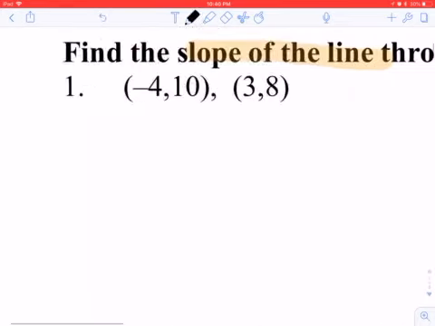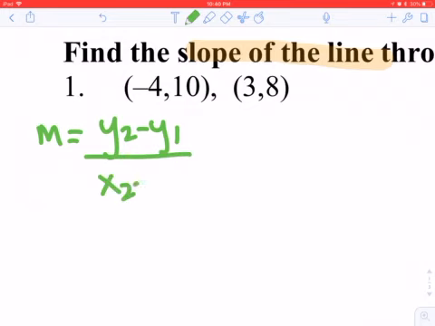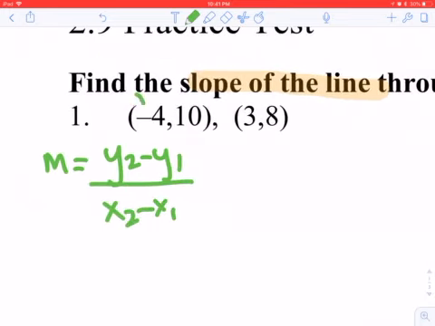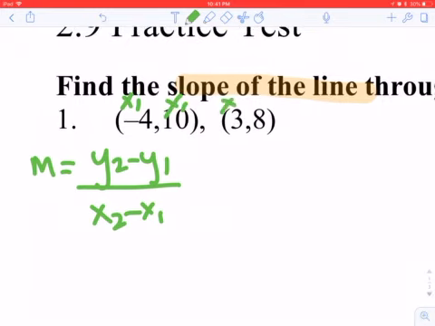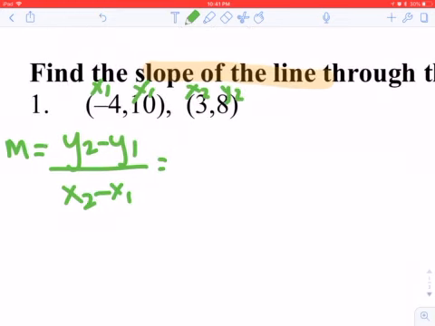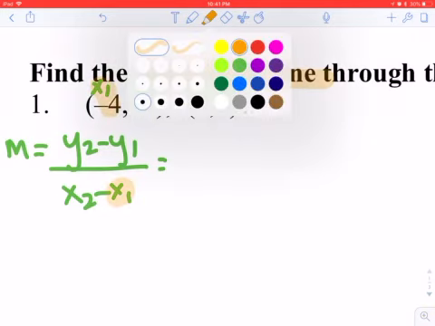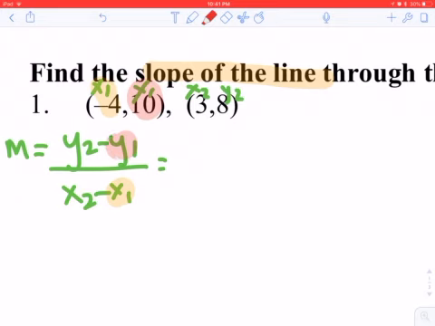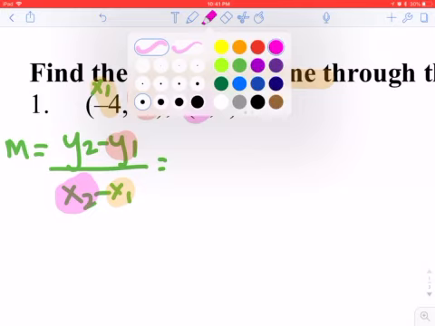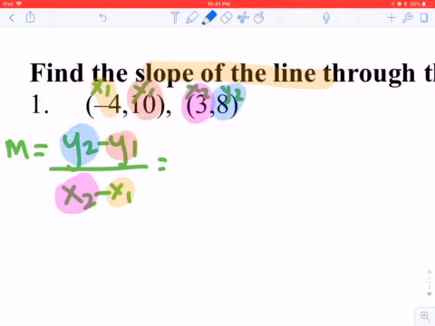So remember the slope formula. You will not be given this on the test. You're expected to remember this one. m is equal to y2 minus y1 divided by x2 minus x1. x1, y1, x2, y2. So let's just plug the numbers in. So for example, that number is going to be this number. Okay, that's where all the numbers are going to go.